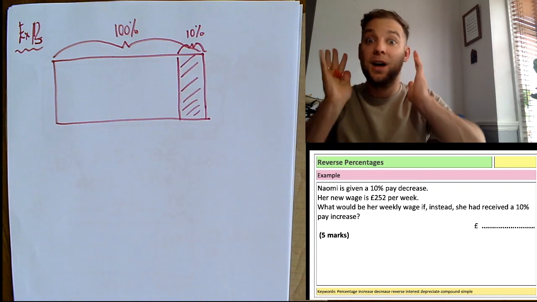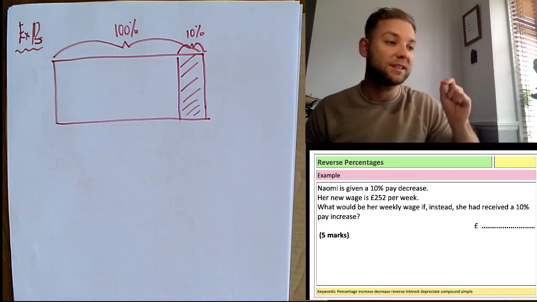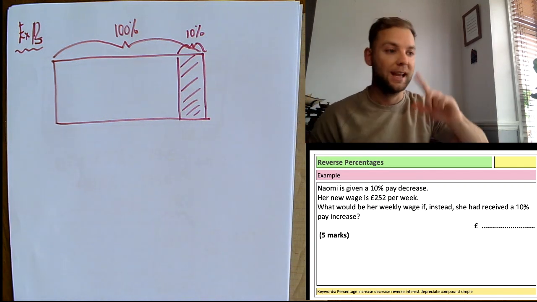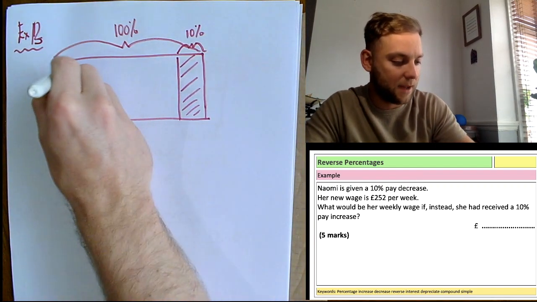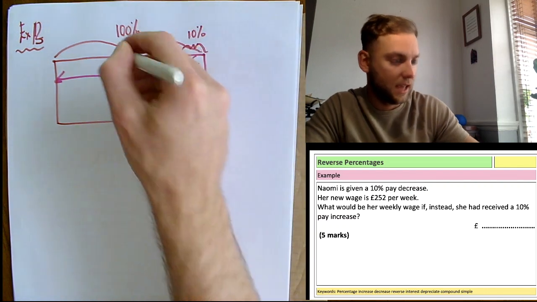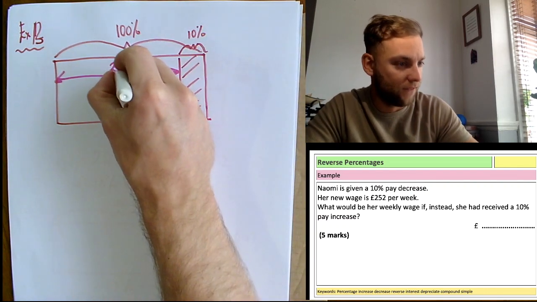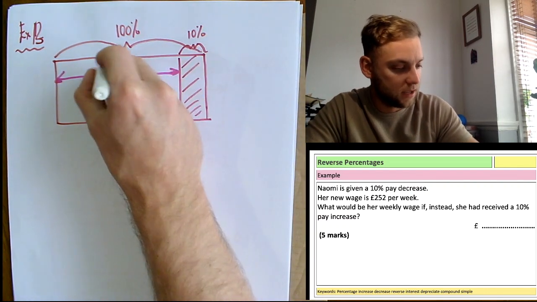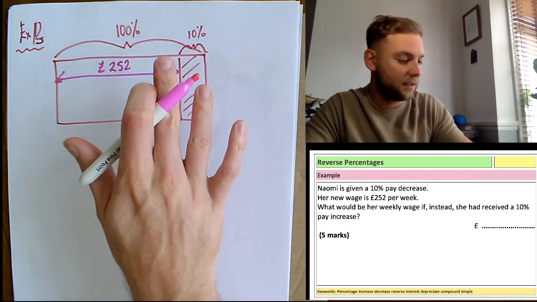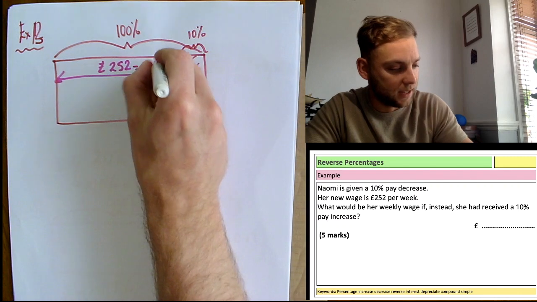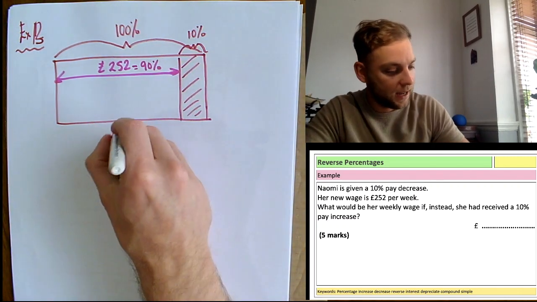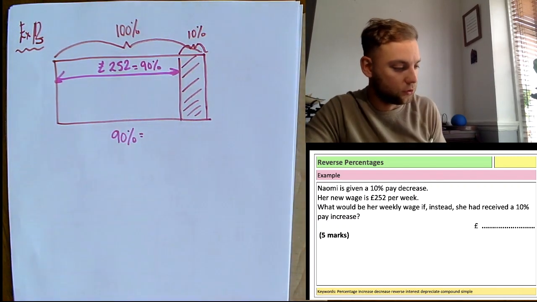Now notice it's saying that her wage is worth that amount. It's not saying it's been reduced by 252. It's saying her wage is worth this much. So what we're saying here is that this amount here is £252. And remember that if it's 100% take away 10%, this is worth 90%. So that's your starting point. 90% is equal to 252.